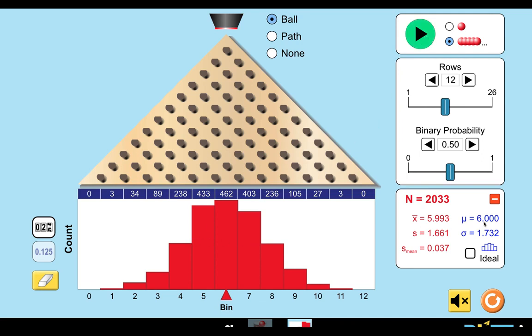The ideal mean is a mean of 6. And the sample mean that we got is 5.993 out of 2,033 marbles. The ideal standard deviation is about 1.732, but our sample standard deviation is a little less than that at 1.661.